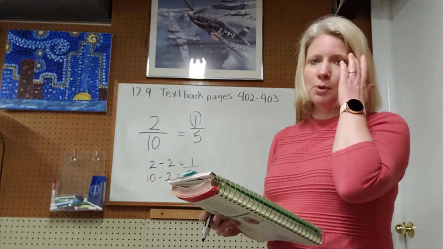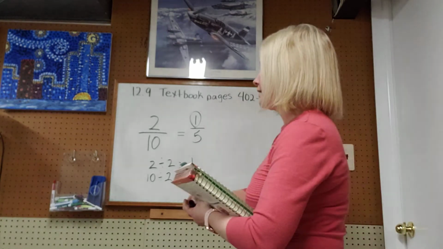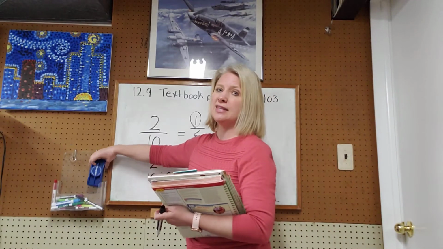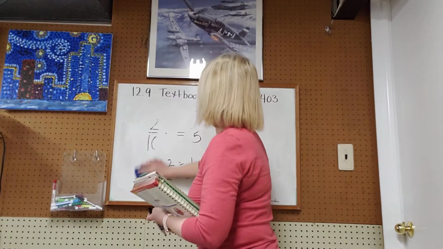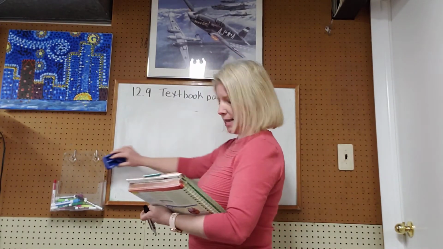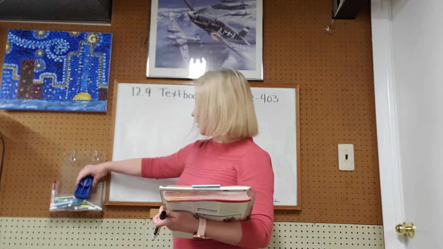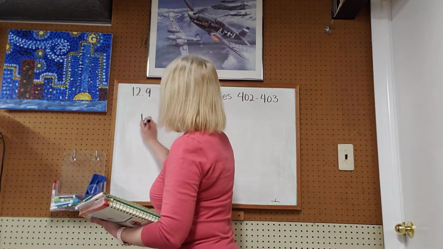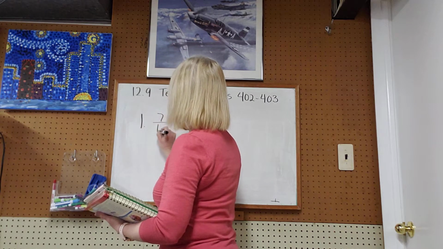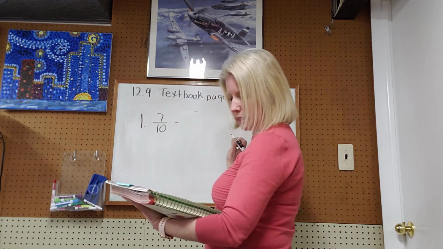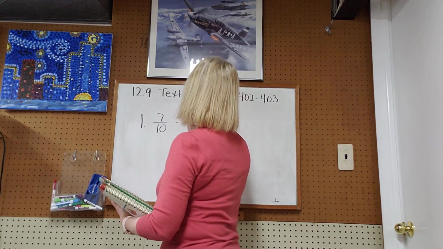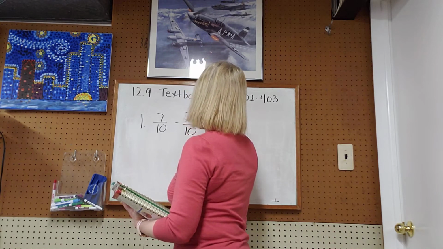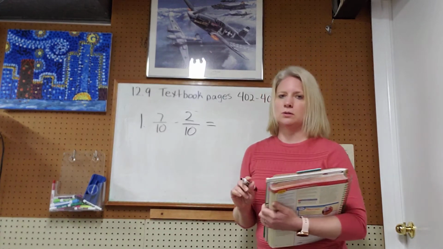Okay, so let's look at number 1. Let's look at subtracting some, and then we'll talk more about the simplest form. So number 1 on page 403, it says 7/10, and you're subtracting 2/10. And it wants to know what that equals.